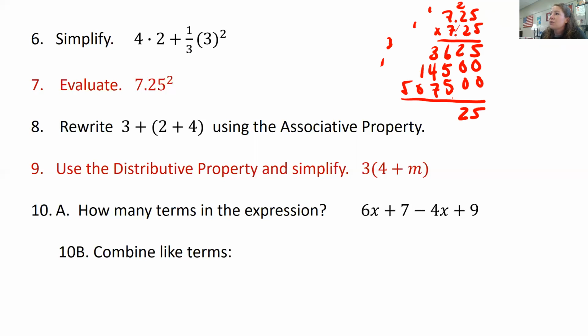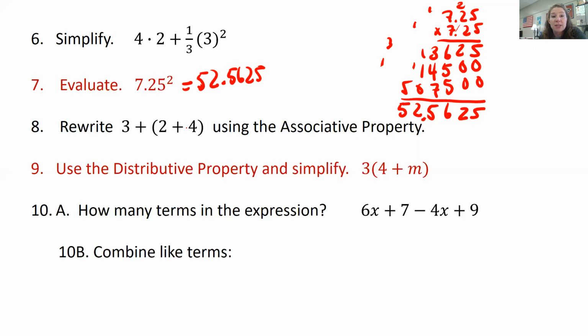5, 2, 16. What would that be? 8, 15, 2, 5, and then I have how many numbers behind the decimal? 4. 1, 2, 3, 4. So the answer is 52.5625, or 525,625 10,000ths. All right. Now, number 8 wants us to rewrite this using the associative property.